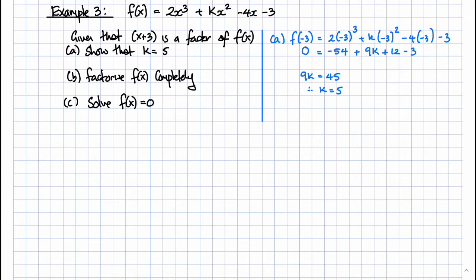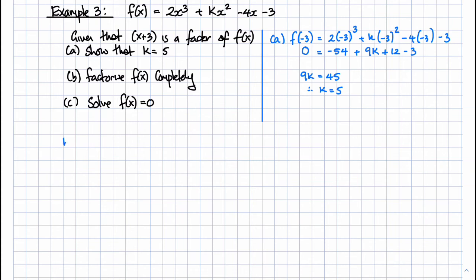So before we move into part B, just to summarize, we're told it's a factor, so we substitute minus 3. Since it's a factor, it means there's 0 remainder, hence we set up this equation, and hence we can calculate the unknown in this equation. So this means that we can take our value, k is equal to 5, and substitute it back into our polynomial to have a complete polynomial.